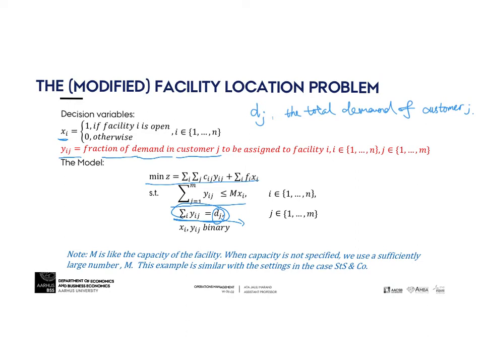So y_ij is no longer a binary variable, x_i is a binary variable, and y_ij should be non-negative. That's the modified facility location problem. In this example, your M can take the capacity of the facility. When the capacity is not specified, you can give a sufficiently large number. Otherwise, you can take the capacity of the facility.